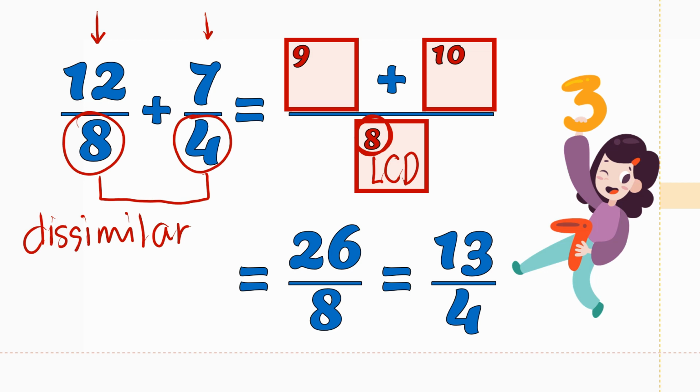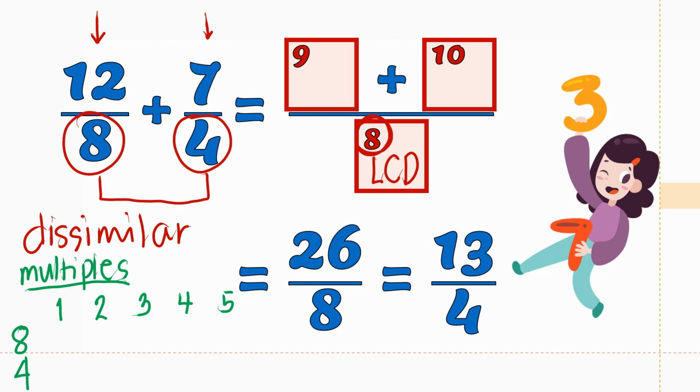That is by getting the multiples. Okay, the multiples of your denominator. When we say multiples, that means we're going to multiply by 1, by 2, by 3, by 4, and so on and so forth, hanggang sa makakuha ka ng pinakaunang number na magkaparehas meron sa multiples ng 8 at saka 4. So, we have 8 and we have 4. Okay? Let us consider the first one, 8.